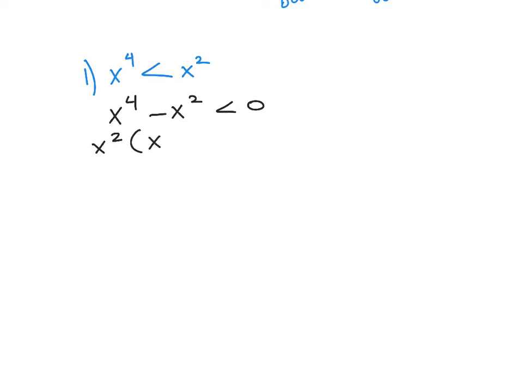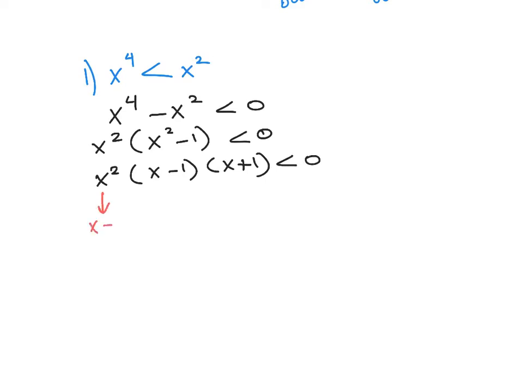So let's look at our first example. The first thing I want to do is move everything to one side of the equation and factor it. So I can see that the GCF is x squared, so I end up with x squared, parentheses x squared minus 1. Now remember, I can factor this further, and I will get x minus 1 and x plus 1. There are 3 different roots. x equals 0 with multiplicity of 2, x equals 1, multiplicity of 1, and x equals negative 1.